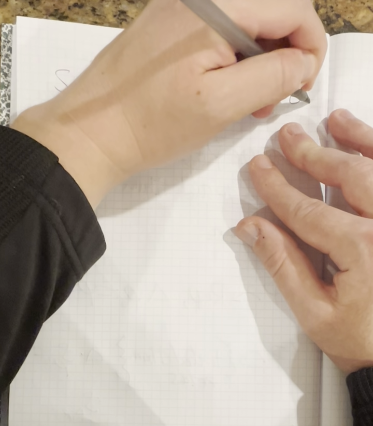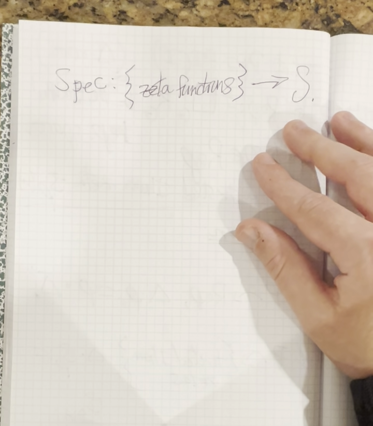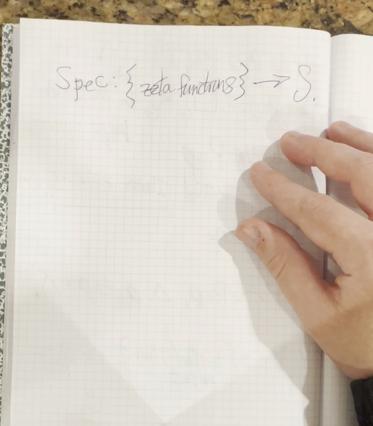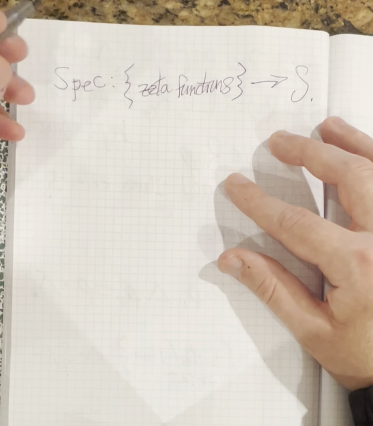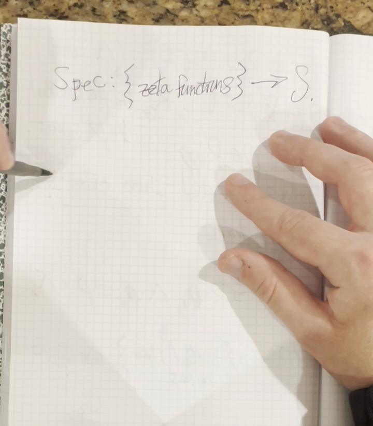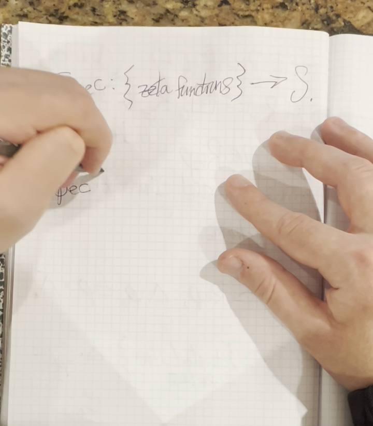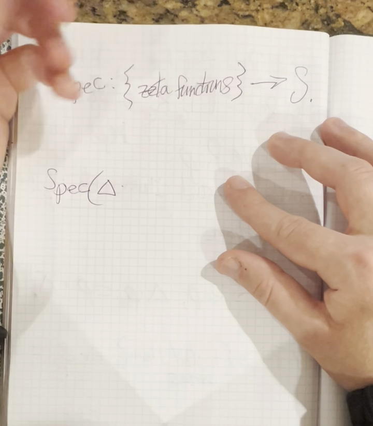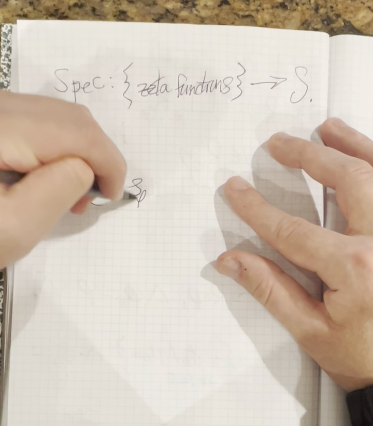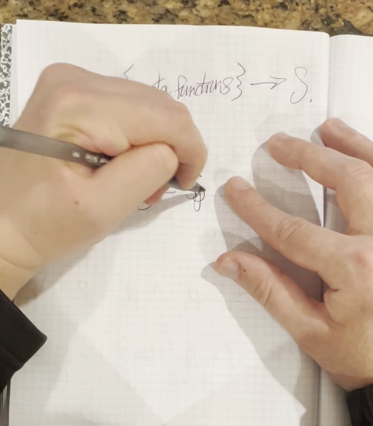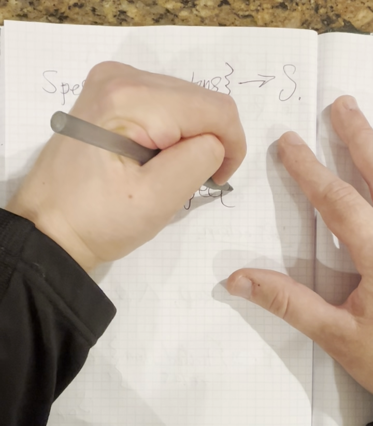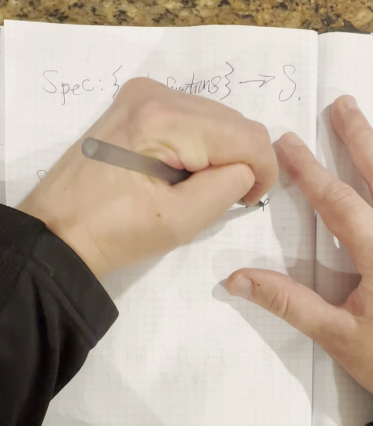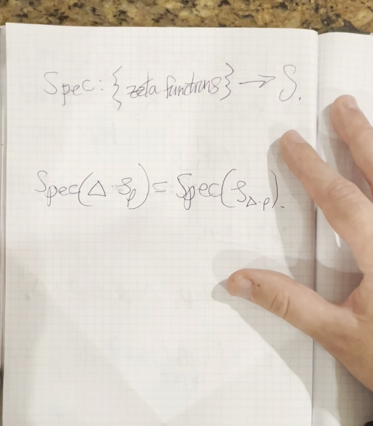So if we have that, then because P acts on the source, you can transport it like so. So spec of delta dot zeta rho equals spec of zeta of delta dot rho. Okay.